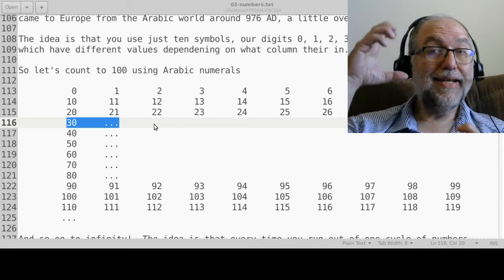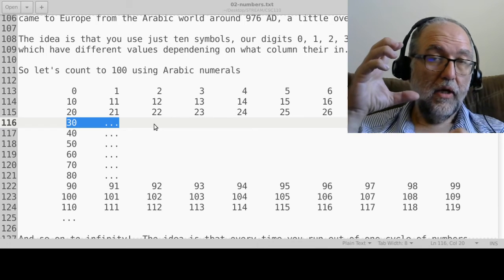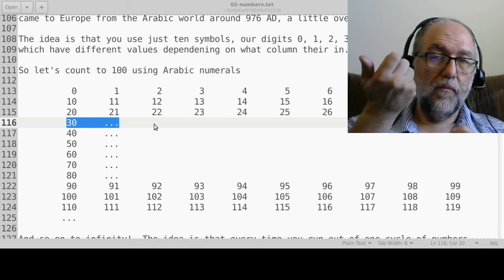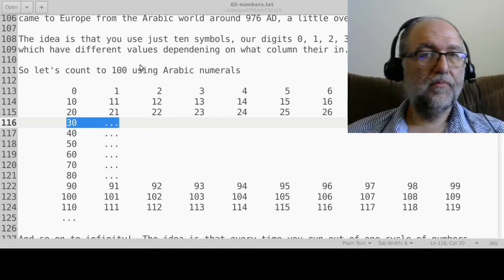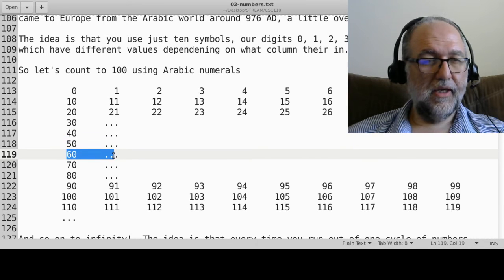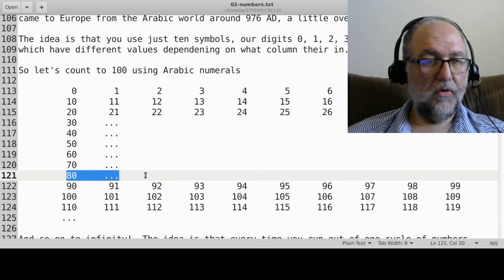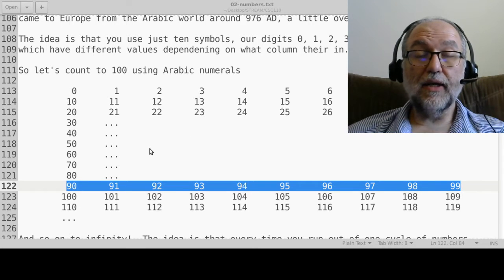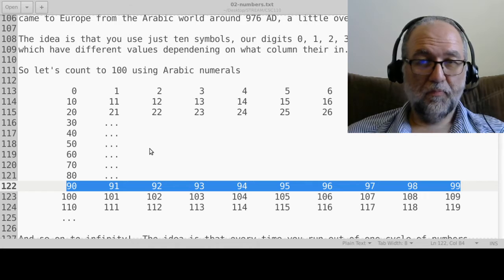And then once you get to 39, 9 is magic. There's no single symbol past 9. 9 goes back to 0, and the 3 becomes a 4. And then you go through the 40 sequence, and then the 50s, then the 60s, then the 70s, then the 80s, and then the 90s. And I did write this one out because when you get to 99, you get double magic.